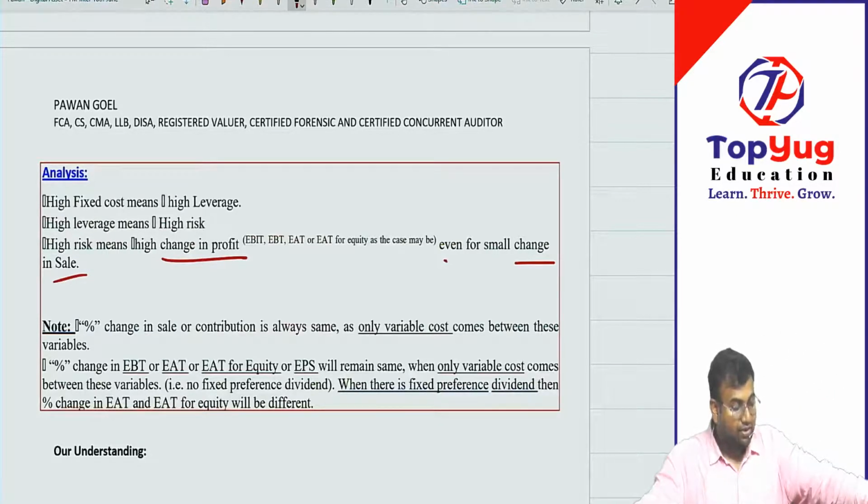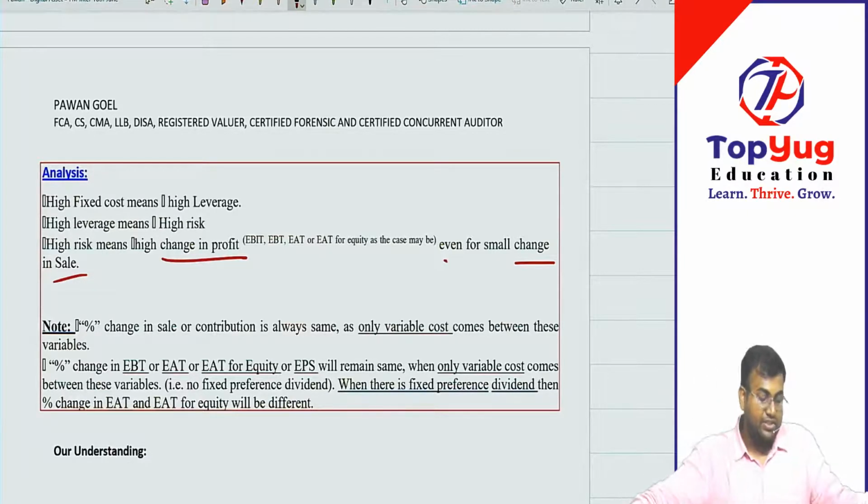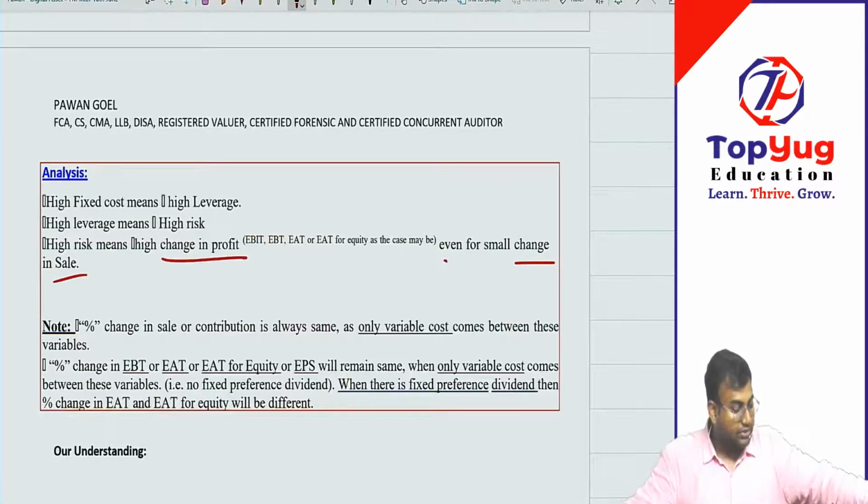Percentage change in sale or contribution is always same, as only variable cost comes between the variables. Are we all good? Already mentioned. Percentage change in EBT, EAT for equity, EPS will remain same when only variable cost comes between. That is, there is no preference dividend. Suppose there is no preference dividend, EBT will be equal to EAT. When there is a fixed dividend, then the percentage change in EAT and EAT for equity will be different. Simple. This is all conceptual.